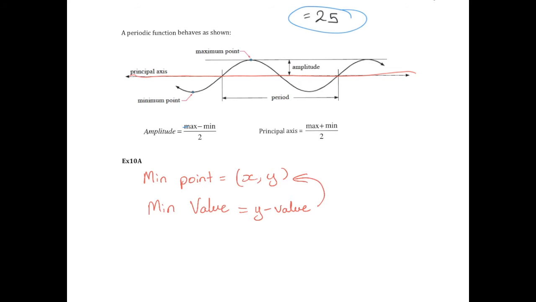Similarly for maximum. So girls, when I'm doing this max minus min, I'm actually talking about the maximum and minimum values. In other words, the y values. So if you want, you could say the maximum y minus the minimum y over 2. And the principal axis is the maximum y plus the minimum y over 2. Now let me explain these formulas first of all. Let's go back to our example, it'll help.